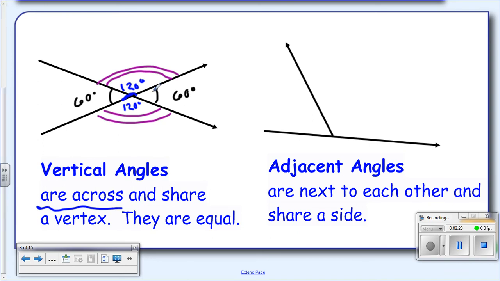Okay, adjacent angles just mean that they're next to each other and they share a side. Doesn't mean that they're congruent. Doesn't mean that they add up to a certain amount. Adjacent just means next to. So if I said, you're sitting adjacent to your mom, that means you're sitting next to your mom. Adjacent just means next to, but they have to share a side.